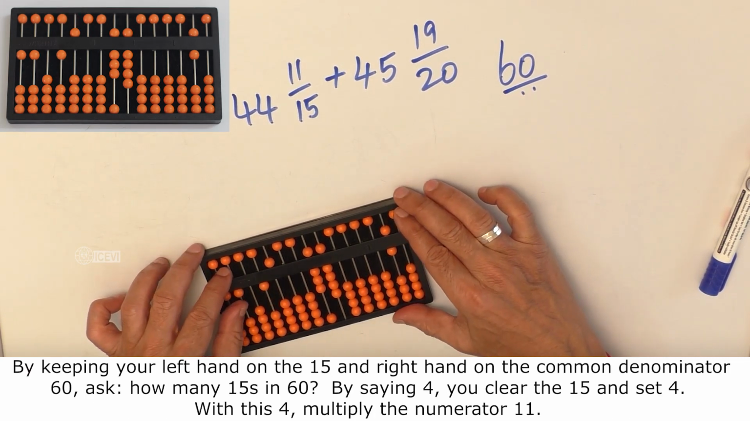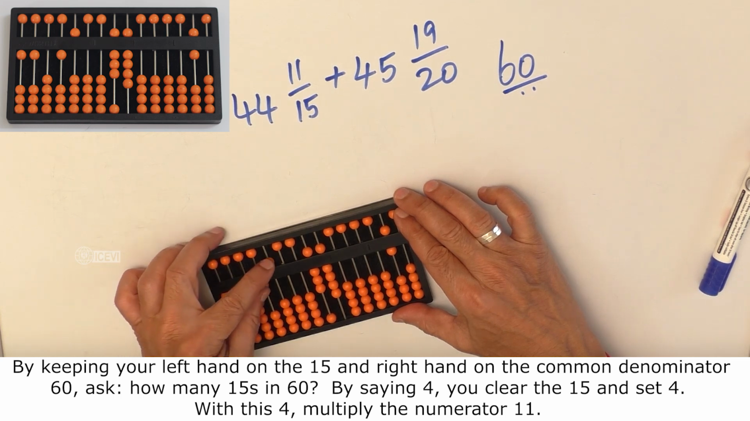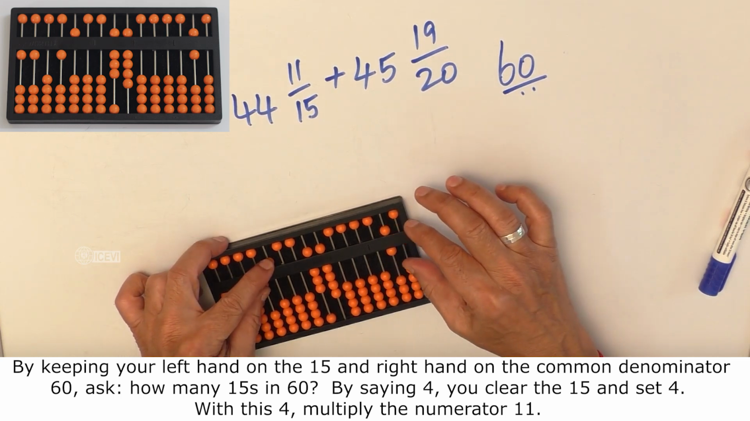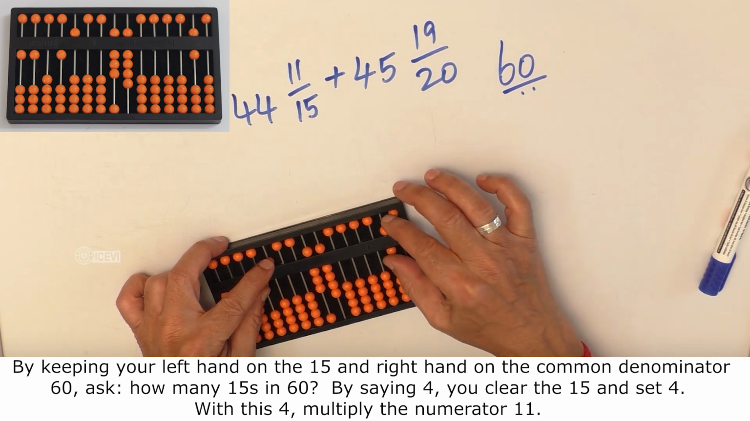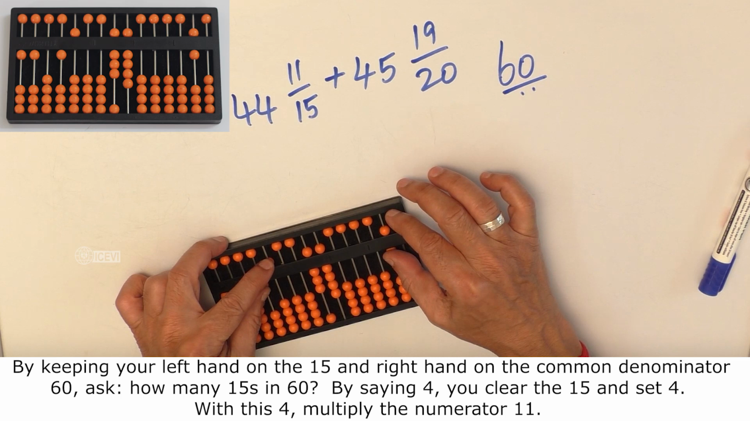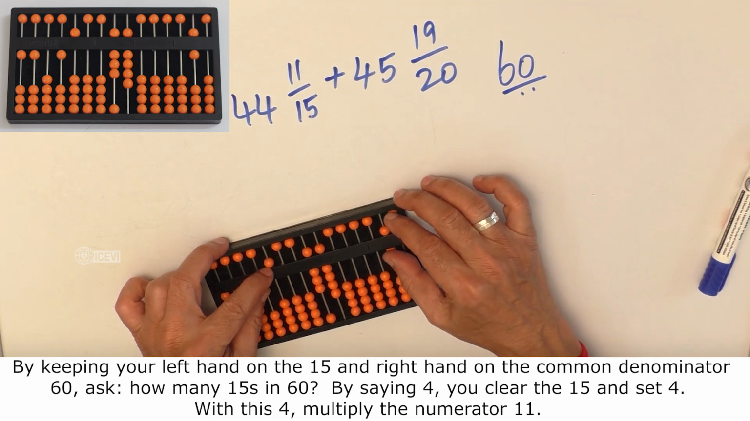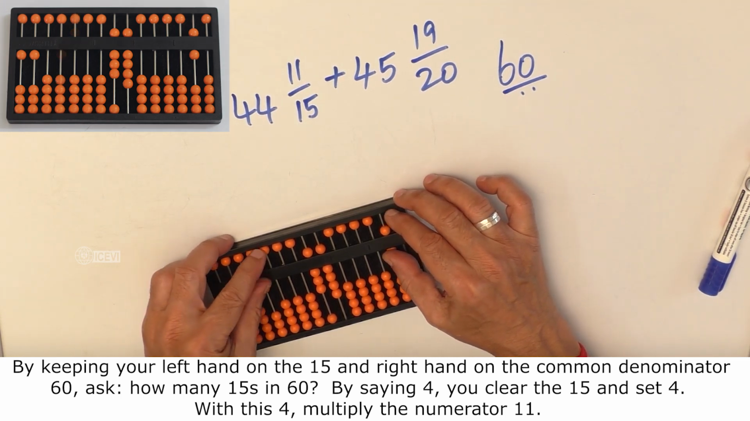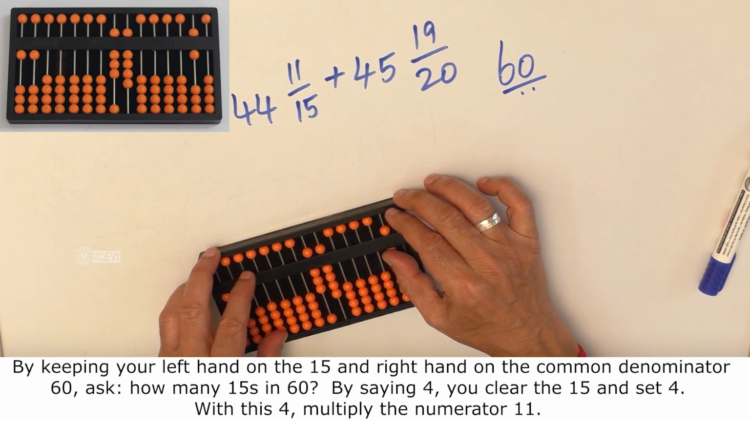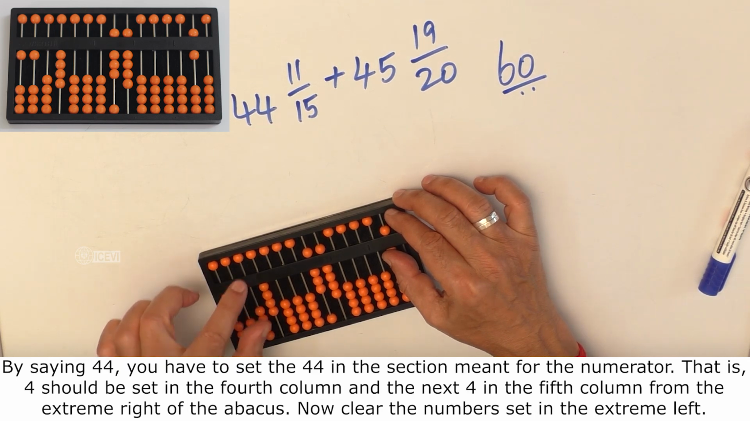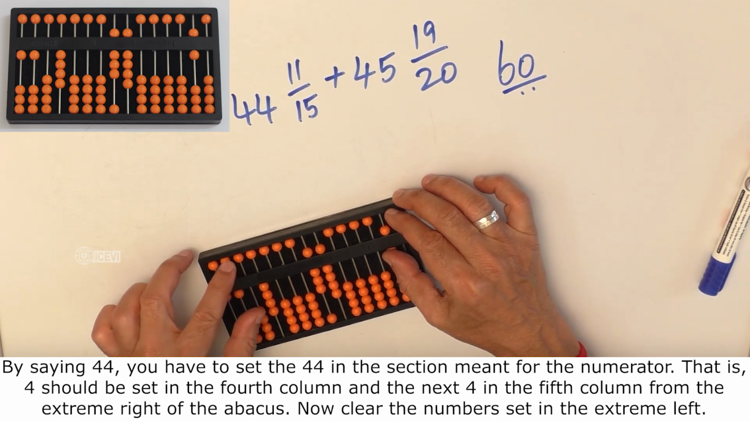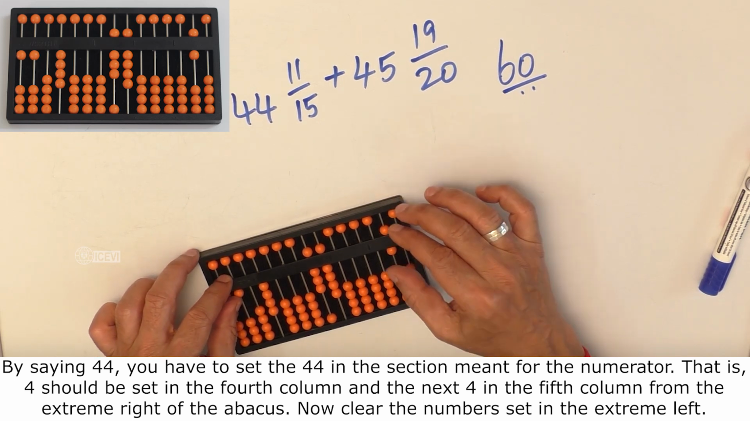By keeping your left hand on the 15 and right hand on the common denominator 60, ask how many 15s in 60. By saying 4, you clear the 15 and set 4. With these 4, multiply the numerator 11. By saying 44, you have to set the 44 in the section meant for the numerator.